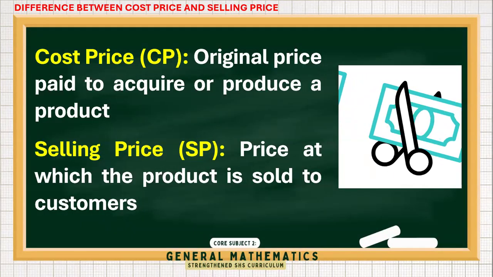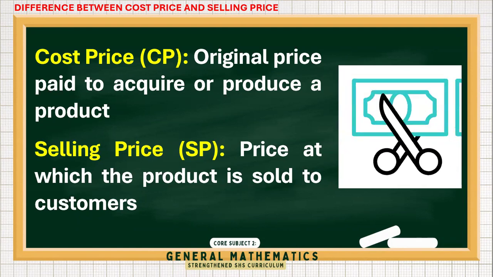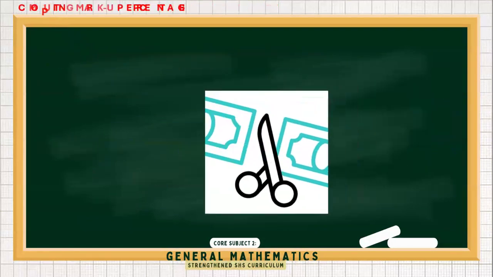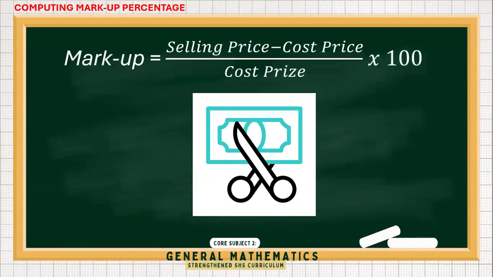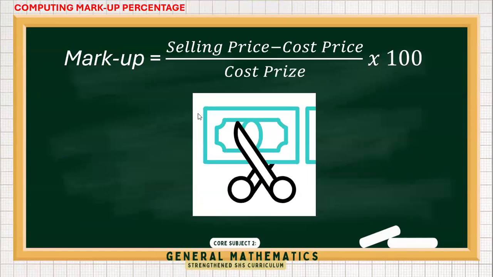Why do we need to understand the difference between CP and SP? Knowing both helps determine how much profit is being made or if there's a loss. This is key in running a successful business. The formula for the markup is selling price minus cost price, divided by cost price, times 100. So markup is considered a percentage.